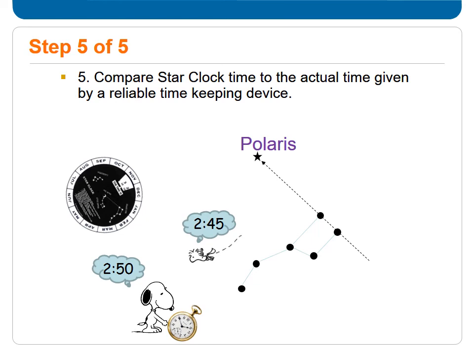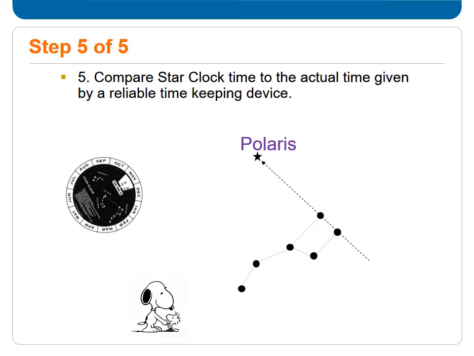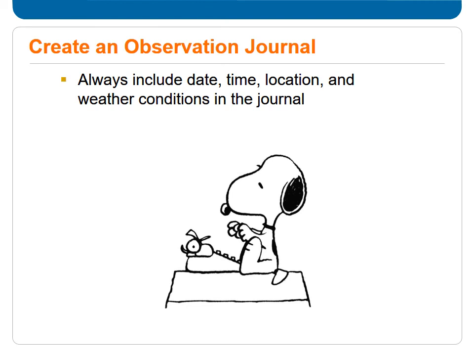Compare star clock time to the actual time given by a reliable timekeeping device. The star clock is not that accurate. It is difficult to orient the day of the month to the top and find the star pattern match. For your lab, you should complete the activity and then make a journal entry. Your report should include the following.